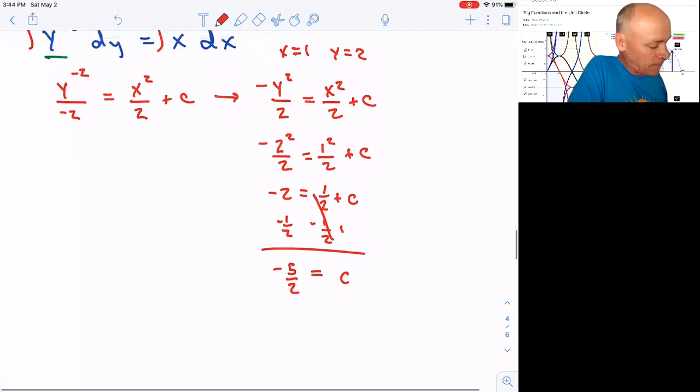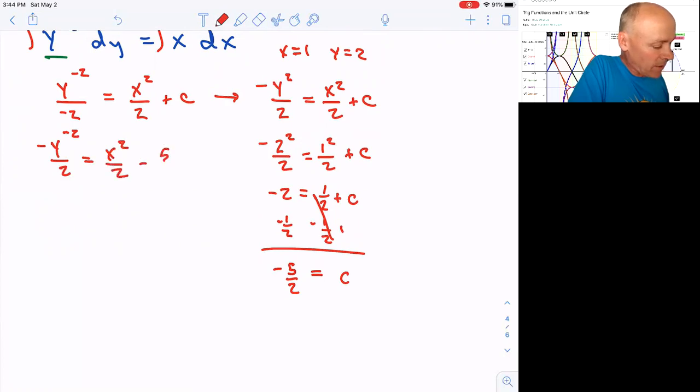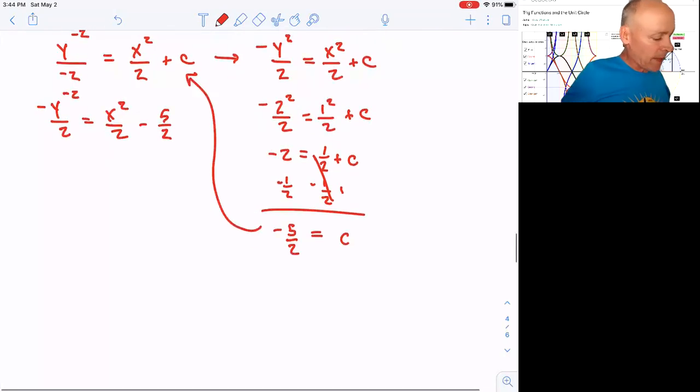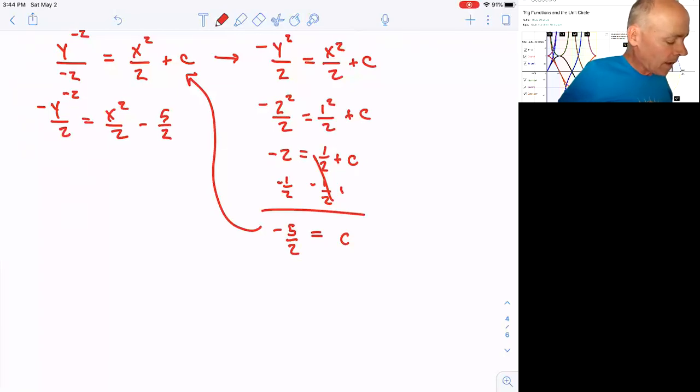So I'm going to just drop that in. When I rewrite this, I'm going to do the same thing I did with that negative sign. So I got negative y squared, or negative y to the -2, positive 2 is equal to x squared over 2 minus 5/2. Okay, again, I'm just plugging that in for my c. Okay, now I just want to solve for y. First thing I do is multiply all the way through by 2. I'll do this in 2 steps. So I got negative y to the -2 is equal to x squared minus 5.